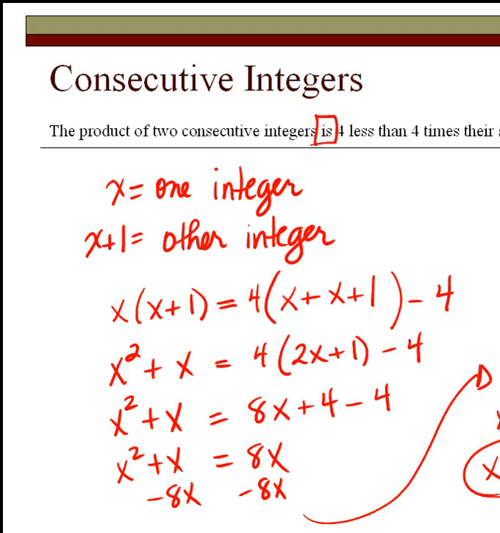There's no reason to exclude either one of these. We didn't know if they were positive or negative or anything like that, so both of the answers are acceptable. So we really have two pairs of numbers that are going to work. If x is 0, the next consecutive integer would be 1. So either 0 and 1 would be the integers, or 7 and 8 would work.